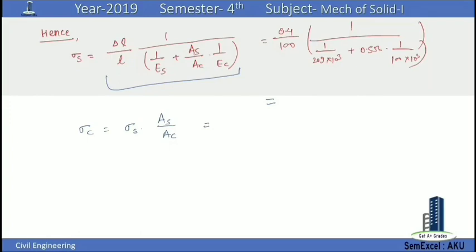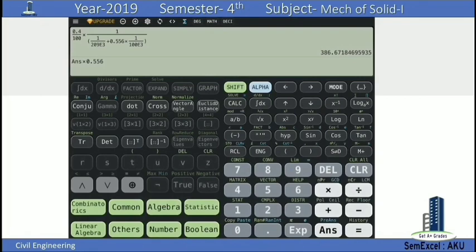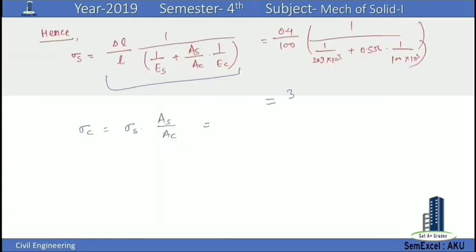For calculation of sigma S, we will use a calculator, and if you put all the values, we are getting 386.67 MPa. So 386.67 MPa is the answer for sigma S. Sigma C can be calculated by putting sigma S here. It will be equal to 386.67 into 0.556, which is 214.98 MPa.